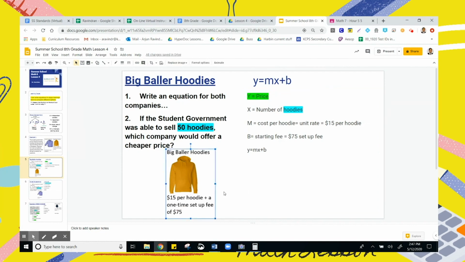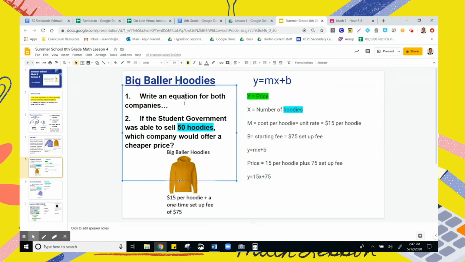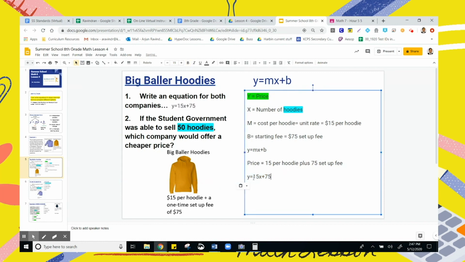let's diagram it. The price, which is Y, is equal to $15 per X, which is hoodie, which means multiply $15 times the number of hoodies, plus a $75 setup fee. Well, we can turn that into an equation. Instead of the word price, we can use the letter Y. Y is equal to 15 per hoodie. Instead of the word hoodie, we can use the letter X, plus $75. This is the equation which represents Big Baller Hoodies.